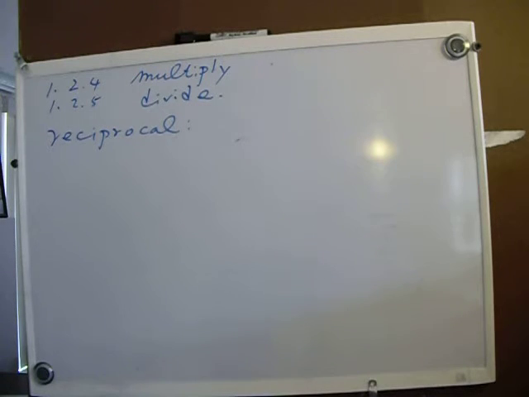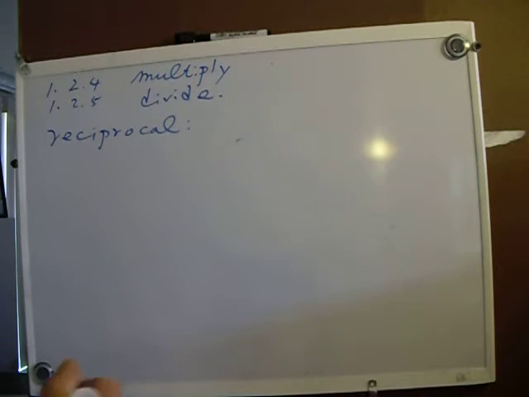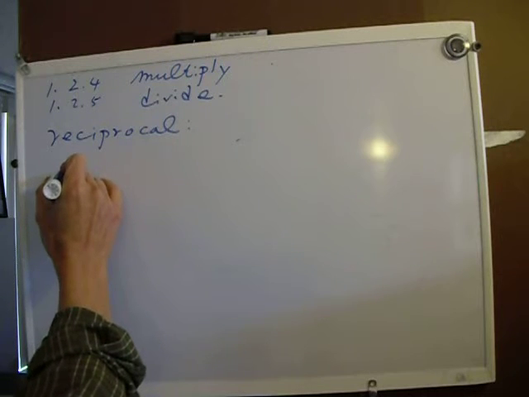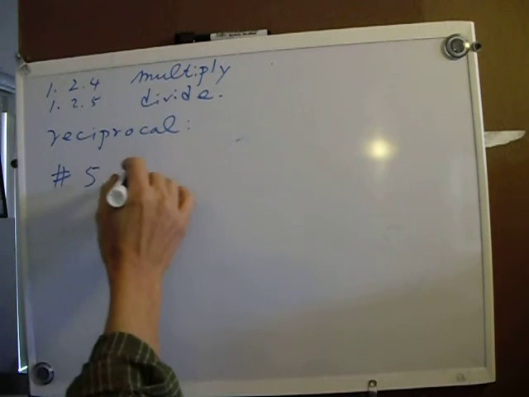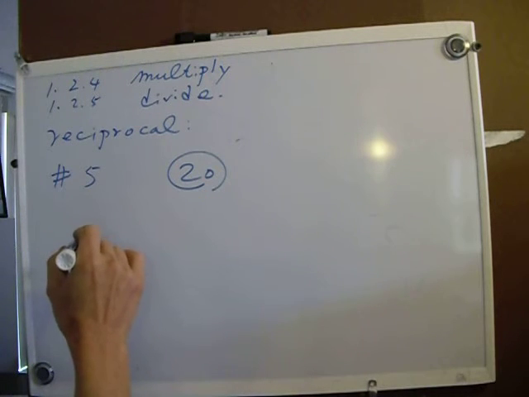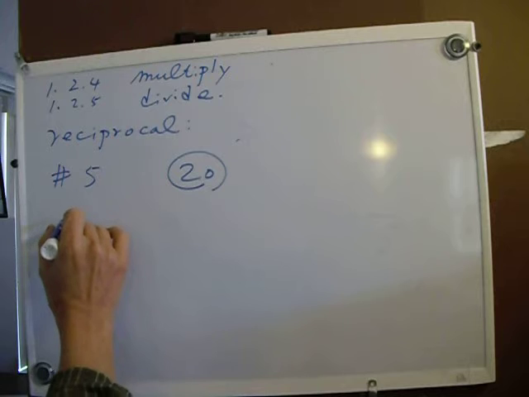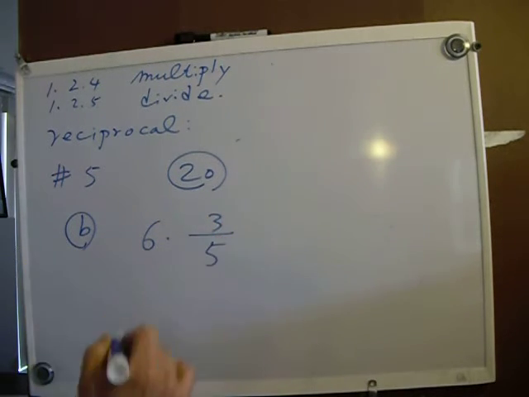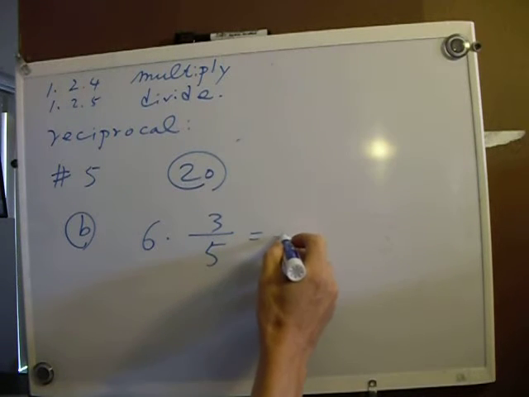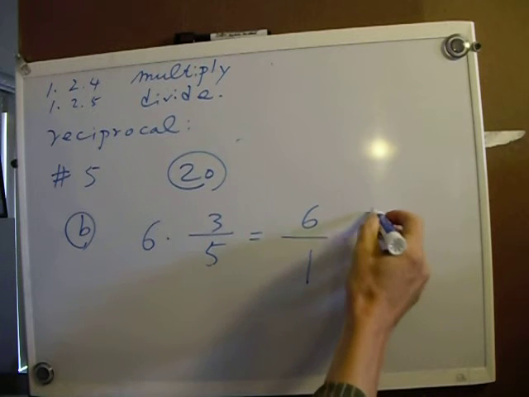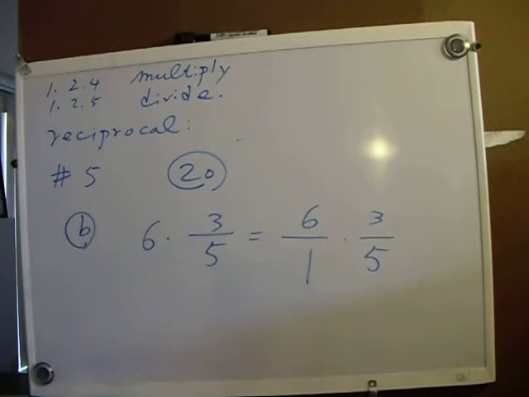Let's see the checkpoint in our textbook, number 5, page number 20. For example, B: 6 times 3/5. How do you do it? By the definition of multiplication, this is 6 over 1 times 3 over 5.